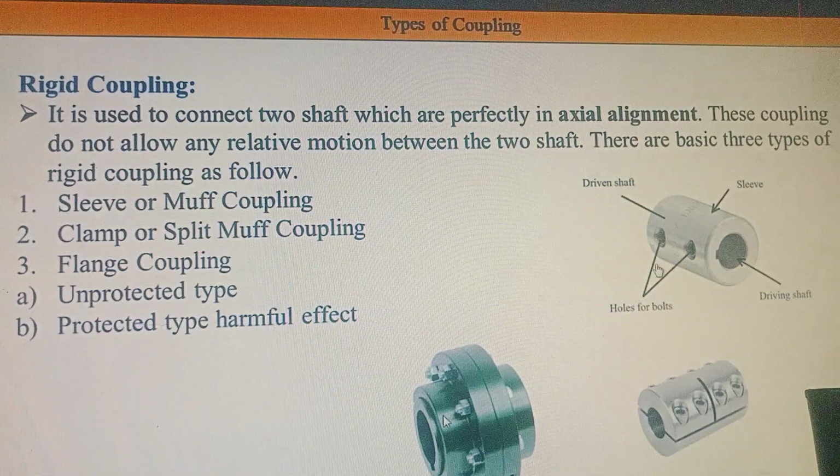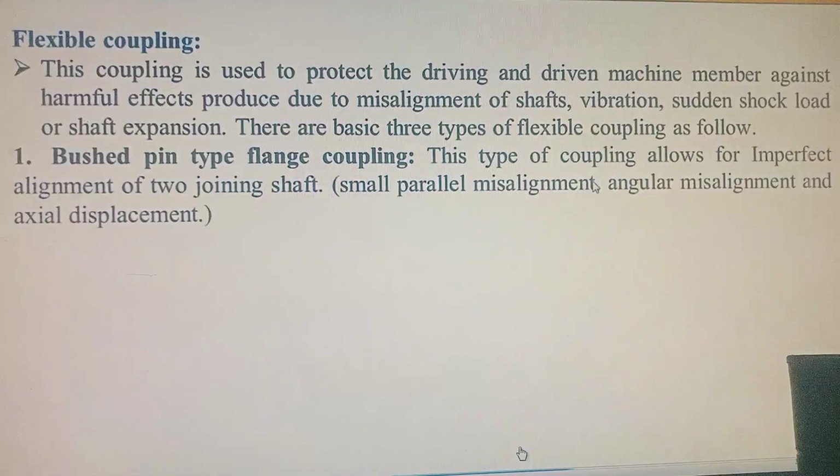Number two is clamp or split muff coupling. The clamp or split muff coupling consists of a number of bolts. Number three is flange coupling. The flange coupling is further classified into two types. Number one is unprotected type. Number two is protected type.